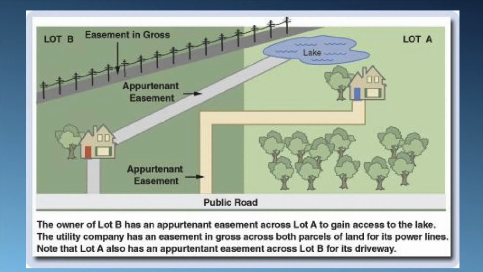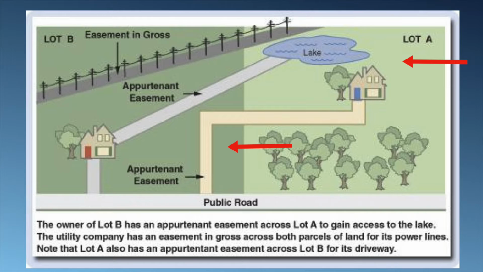And let's flip it around. In the same picture, we have Lot A, we have Lot B, right? Lot A on the right-hand side now. So we see that they have a driveway that goes over Lot B. It's in Lot B. So Lot A is going to have the right to use that driveway that goes into Lot B to access their property.